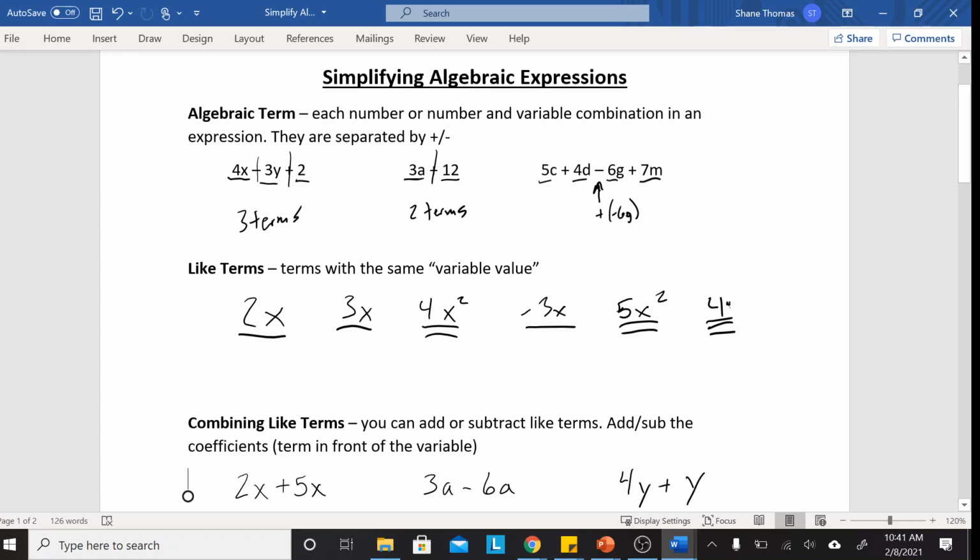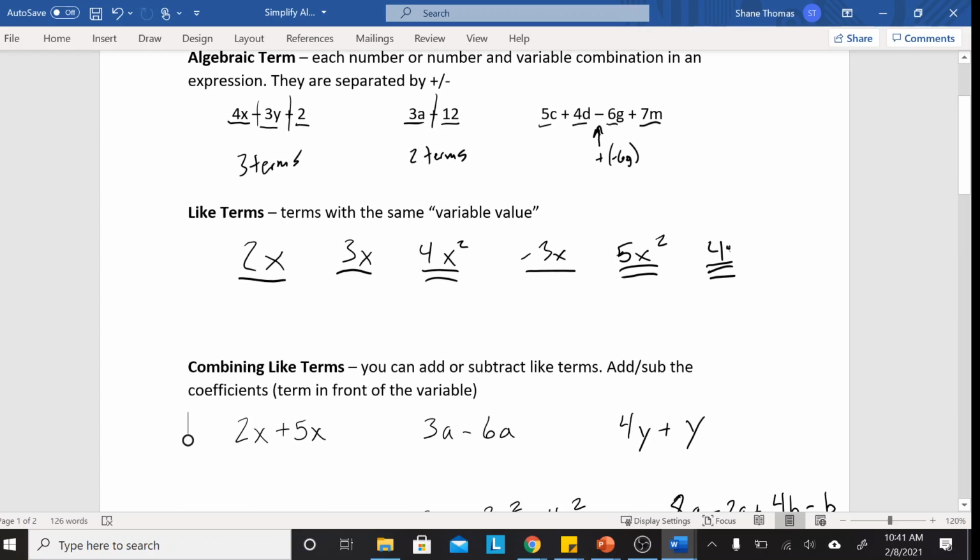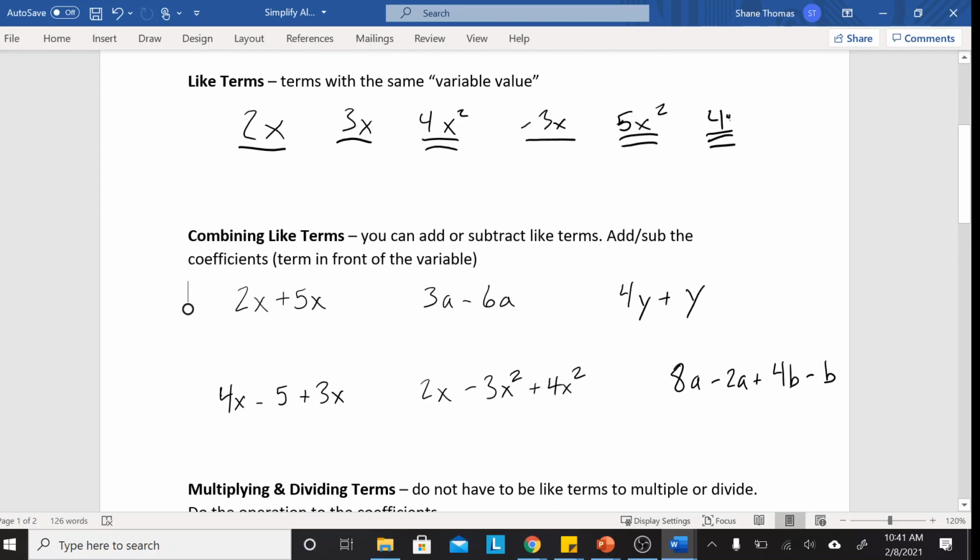So why is that important to us? Well, what we want to do is we want to be able to do something called combining like terms. So when you combine like terms, you can add or subtract the like terms together. And what you want to do is add or subtract the coefficients. The coefficient is the term in front of the variable. So I got 6 problems here.